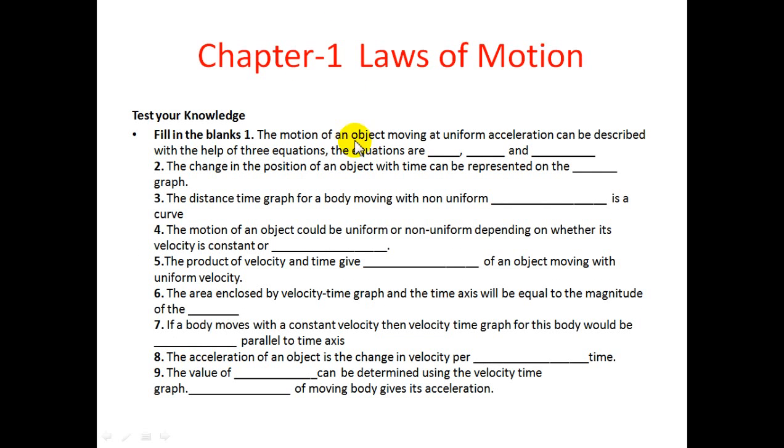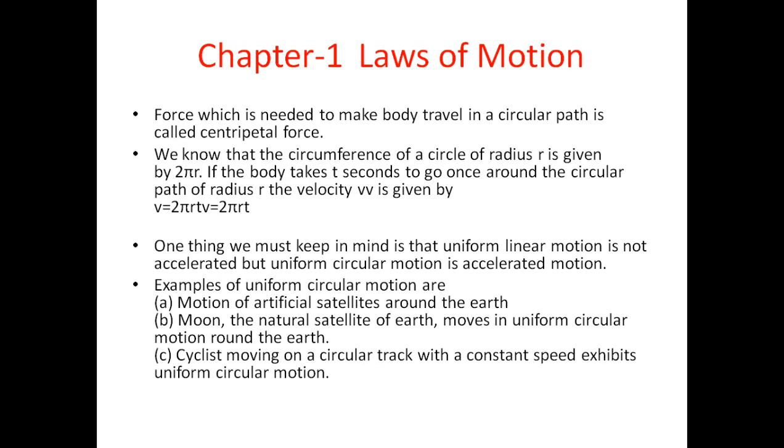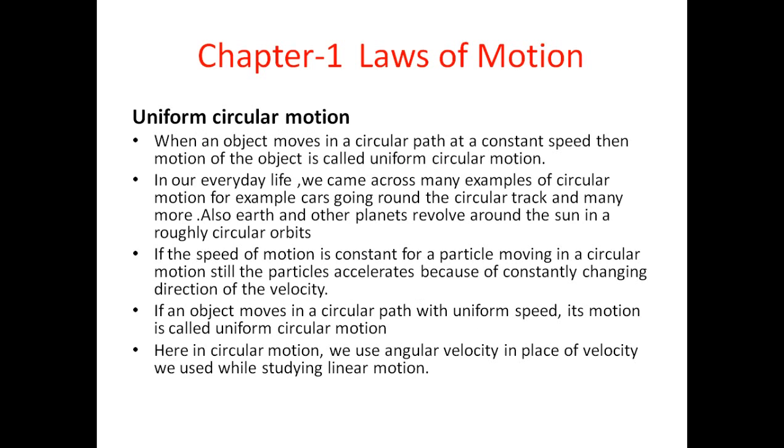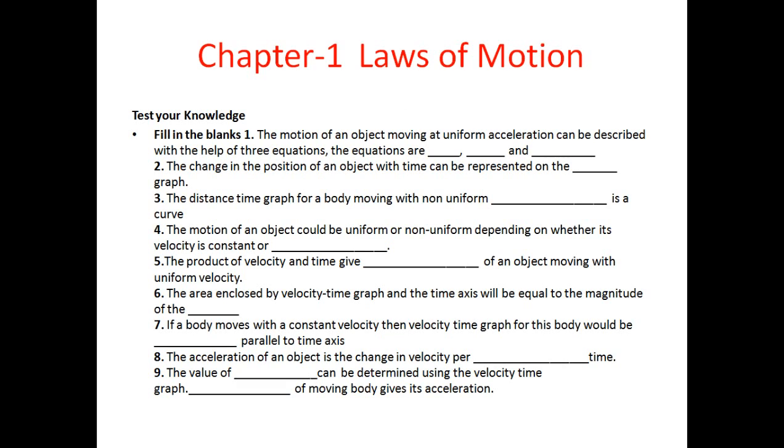Now, the seventh question: if a body moves with a constant velocity, then the velocity time graph for this body would be dash parallel to the time axis. We have already seen that if a body moves with a constant velocity, then the velocity time graph of this body would move parallel to the time axis, right? The answer written here for the seventh question is straight line. It should be a straight line, or being parallel itself defines that it is a straight line parallel to the time axis.